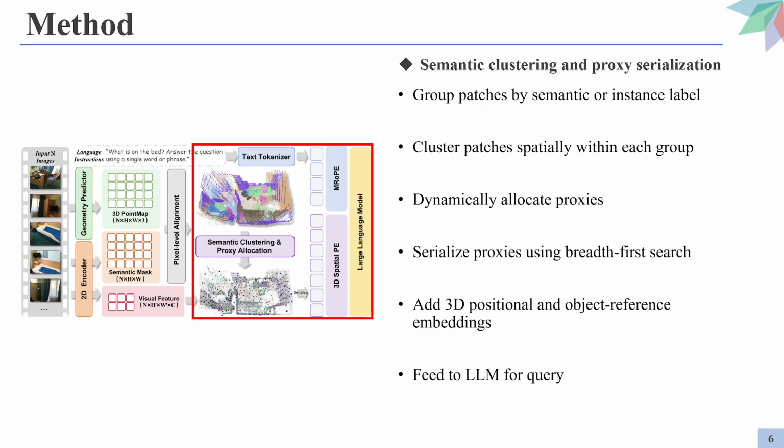After clustering, the proxies form an unordered set. Proxy 3D uses breadth-first search over the 3D group centers so that spatially nearby regions also appear near one another in the token sequence. Finally, explicit spatial information is added using RoPE and Fourier embeddings, while semantic and identifier embeddings allow the model to connect proxies with object categories and references such as OBJ001. The resulting compact sequence is then provided to the language model for querying.